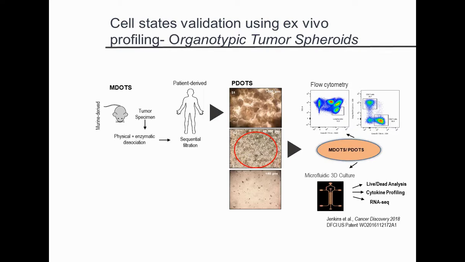By way of background, we get fresh, never-frozen mouse tumors or patient tumors. They're subjected to physical and enzymatic dissociation and then passed over filters to get different-sized multicellular tumor spheroids.